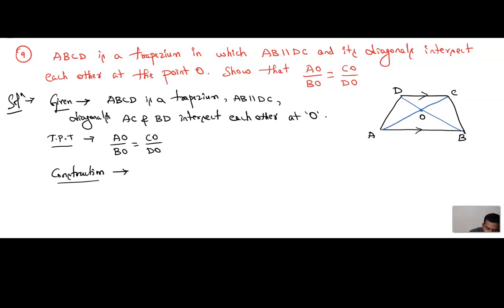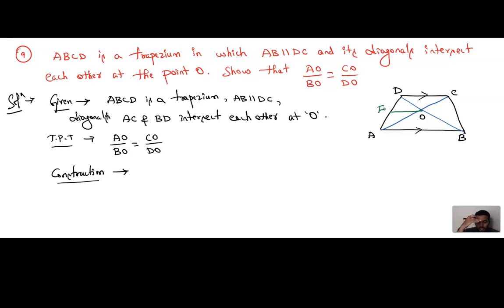Now what will I do here? See here, I am introducing one new line, whose name is OF. What is that line's name? OF. Got it? From the point O, I am going to draw one line. That line is parallel to CD as well as parallel to BA or AB. Understood? That is OF. I have drawn one line OF. What is the condition? That line is parallel to CD as well as AB.